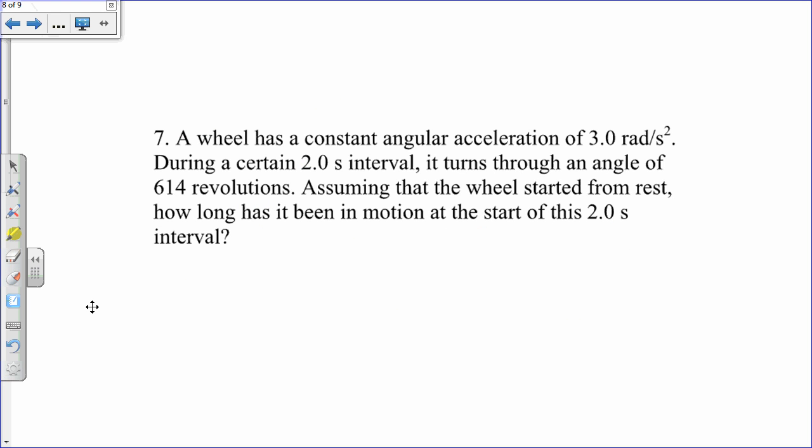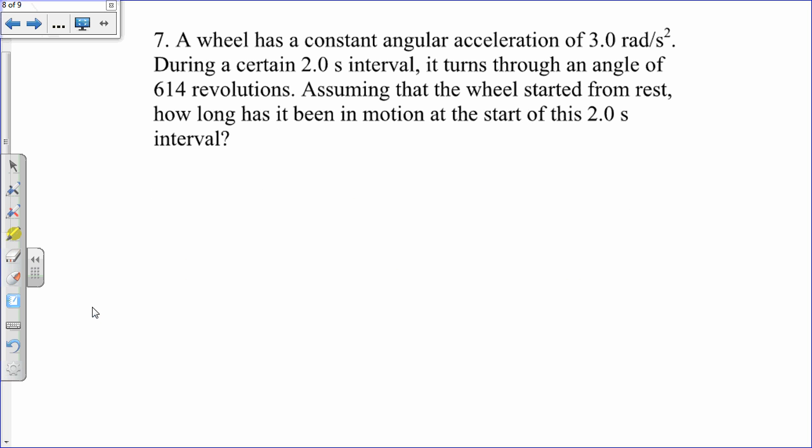A wheel has a constant angular acceleration of 3 radians per second squared. During a certain 2-second interval, it turns through an angle of 614 revolutions. Assuming that the wheel started from rest, how long has it been in motion at the start of this 2-second interval? This can be a little complicated.